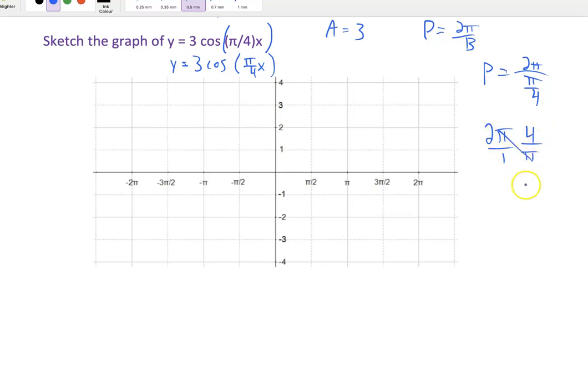Cancel our pi's. What's 2 times 4? Your period is going to be 8. 2 times 4 is 8. All right, well, if my period's 8, maybe before we even start, let's change our numbers here. Instead of trying to find 8 on... well, 2 pi is about what? 2 pi times 3.14 is about 6. You could do that and say 8 somewhere past 6, but let's just change our axis to make it look a little better.